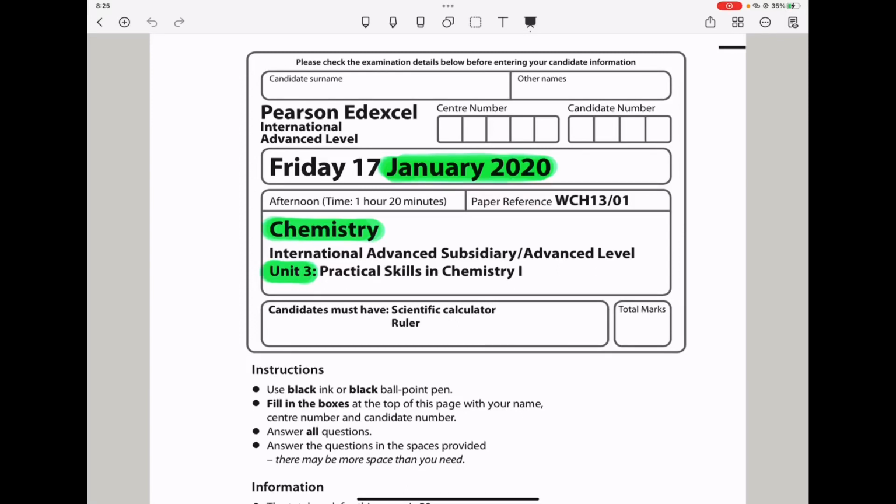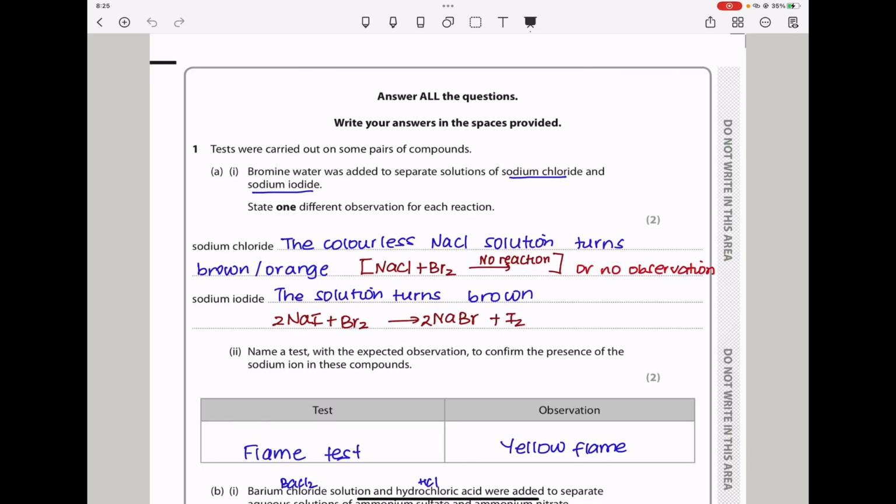Today we are doing the Pearson Edexcel International A-Level Chemistry Unit 3 for January 2020. Let's begin with the first question. Question 1. Tests were carried out on some pairs of compounds. Bromine water was added to separate solutions of sodium chloride and sodium iodide. State one different observation for each reaction.